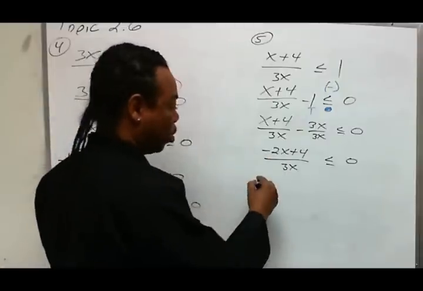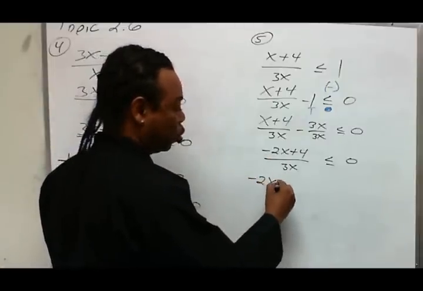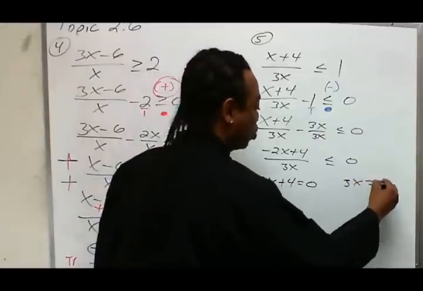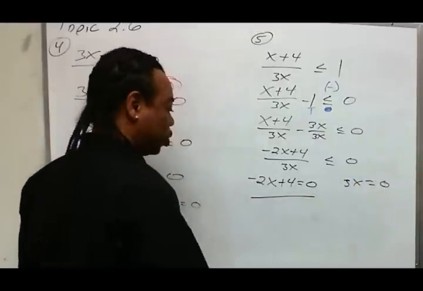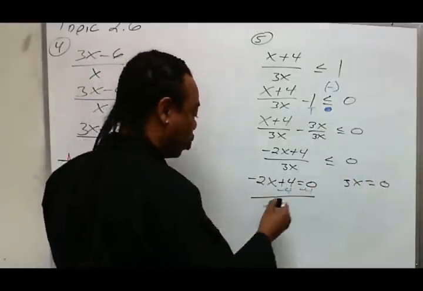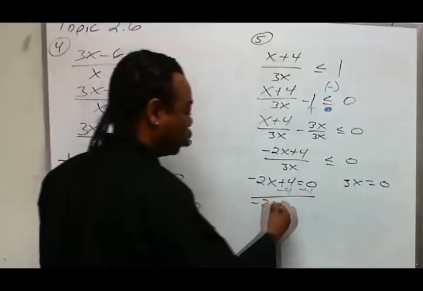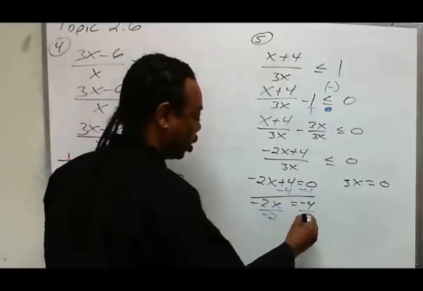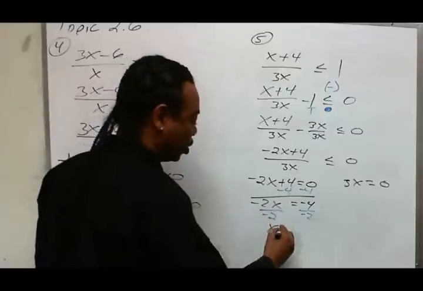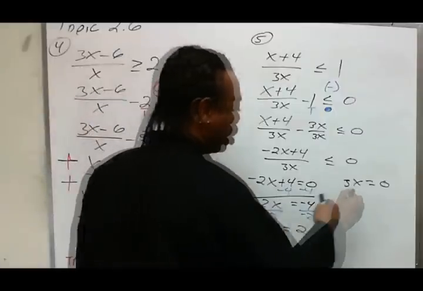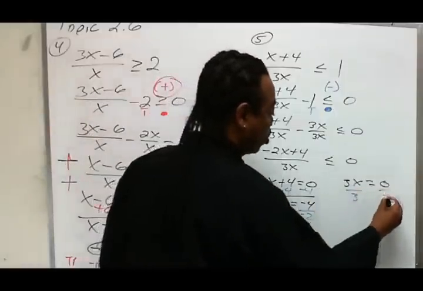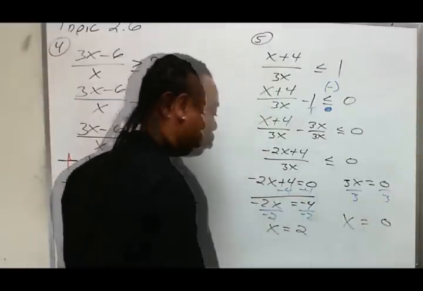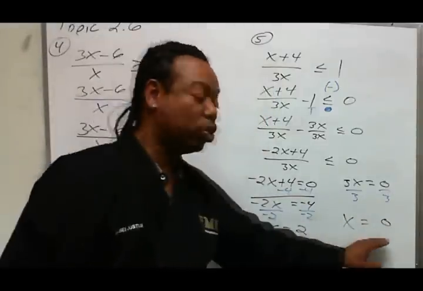And we'll separate the numerator and the denominator. Negative 2x plus 4 equals 0, and 3x equals 0. And I'll solve for this side, subtracting 4. We'll get negative 2x equals negative 4. Then divide by negative 2 on both sides. And we have x equals 2. Here we're going to divide both sides by 3. And we'll end up with x equals 0. So these are our two solutions, 2 and 0.